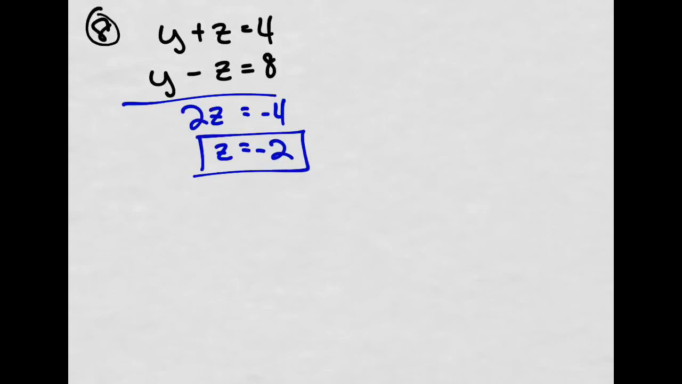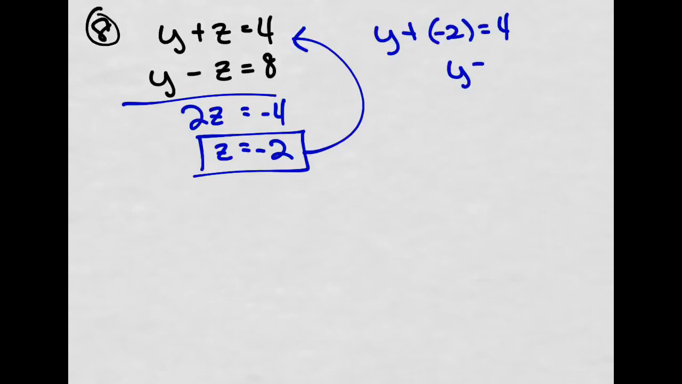And then once you know what it is, you plug it back into one of the other equations. So y plus a negative 2 equals 4, which means that y equals 6.